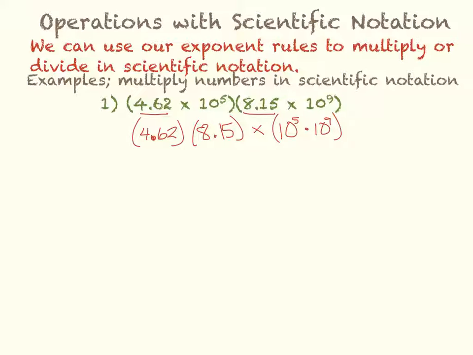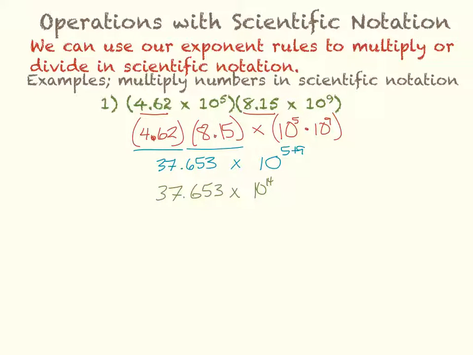So if I multiply 4.62 times 8.15, I get 37.653, and you just type that into your calculator, times, I'm going to use my exponent rules, and I can add my exponents. So 5 plus 9. So that's going to give me 37.653 times 10 to the 14th power.